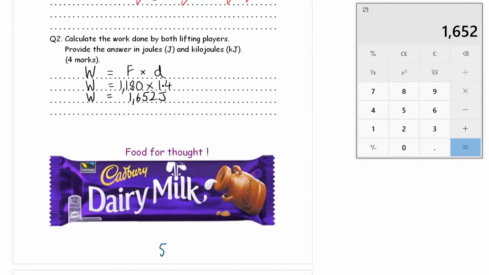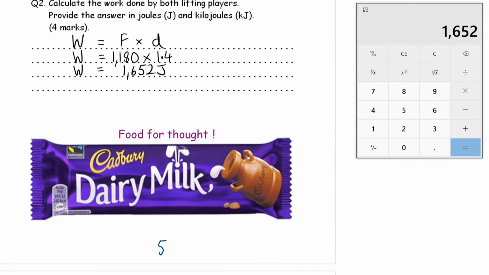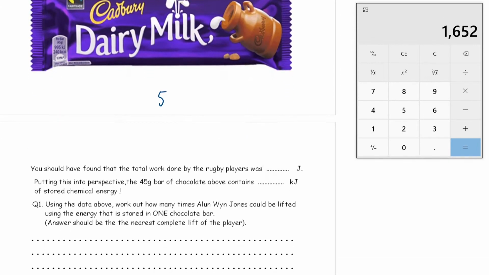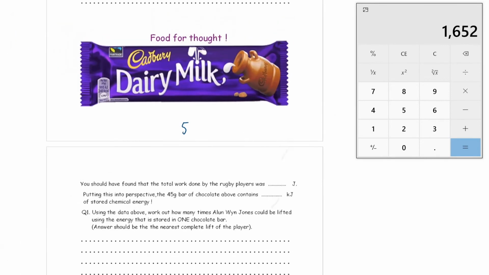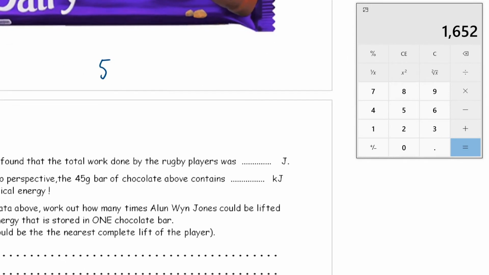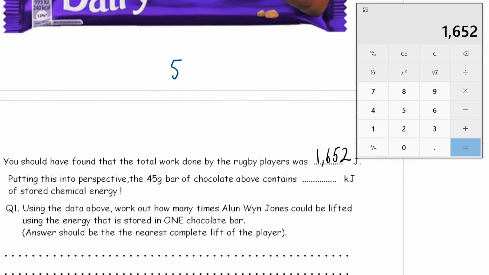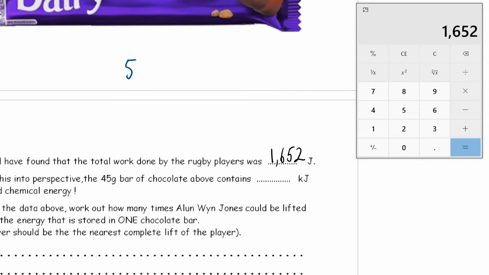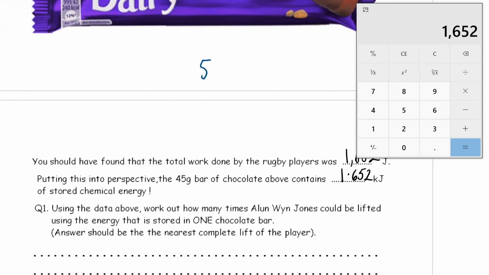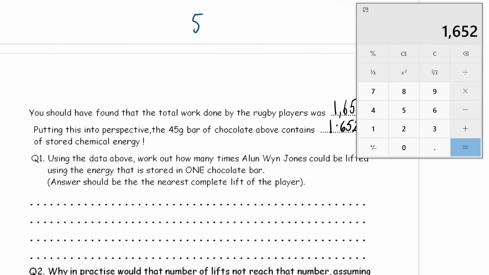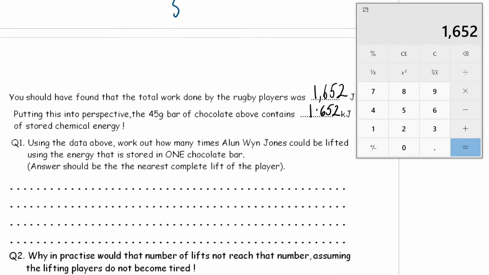I'll explain why Mr. Ruddy's included this wrapper in a moment. You should have found out that the total work done by the rugby players is 1652 joules. Pause the video and write that in here in terms of kilojoules. What you should have written down is that it's 1.652 kilojoules.